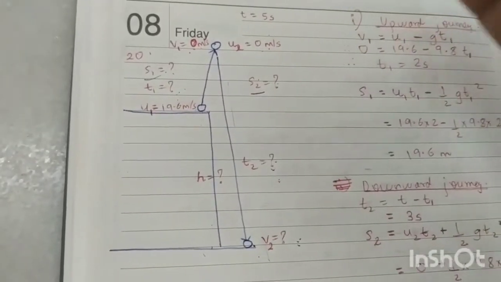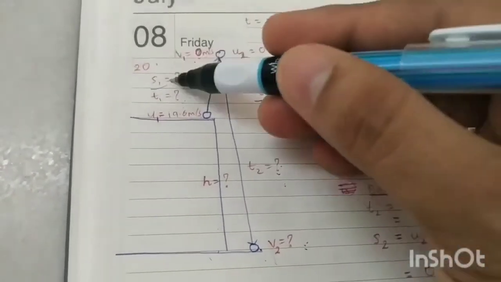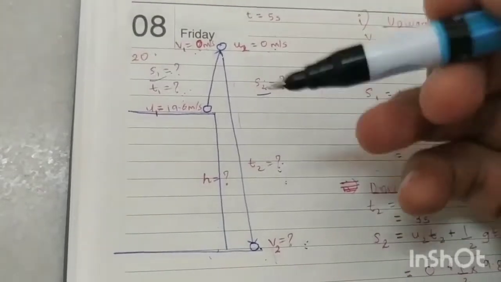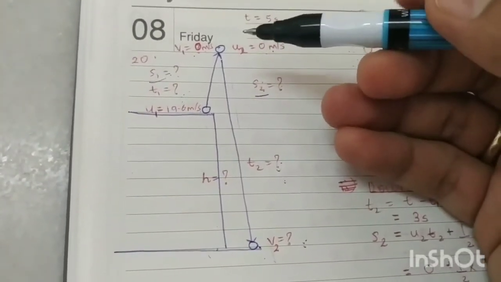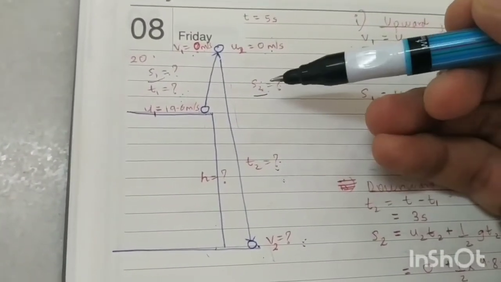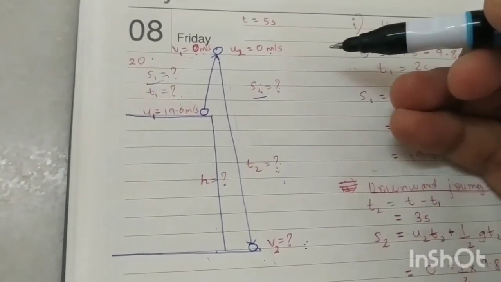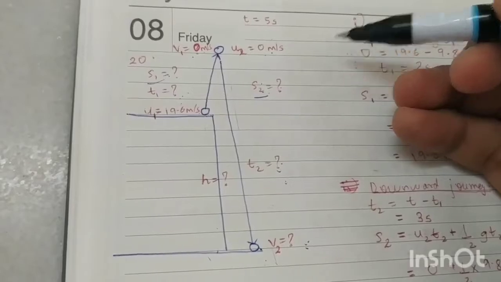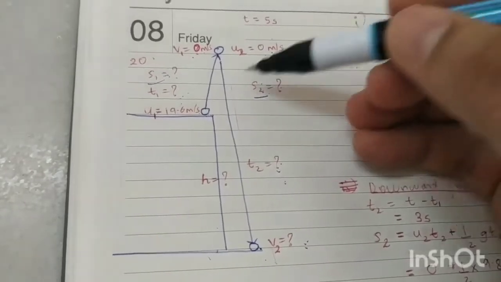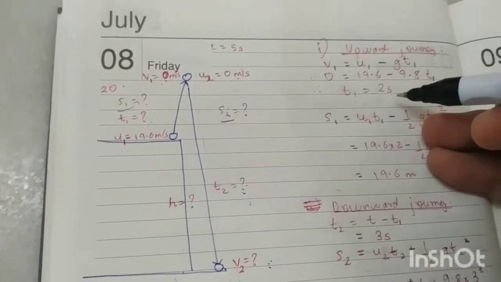So now I know what I need to do in this sum. I just need to find s1 and s2. And then think about what formula can be used to find s1 and s2. You will realize that you will also require other values like t. So here, let's first calculate the value of time.